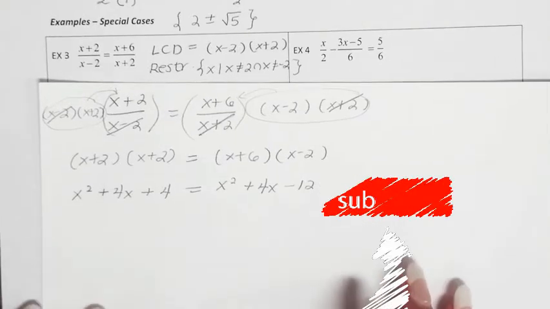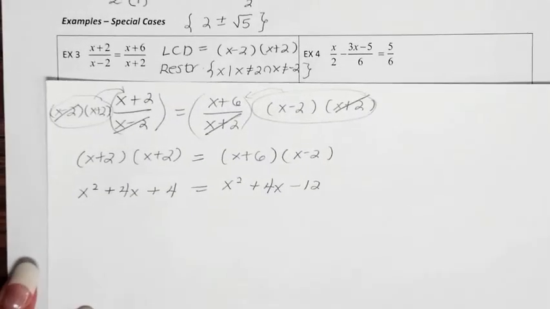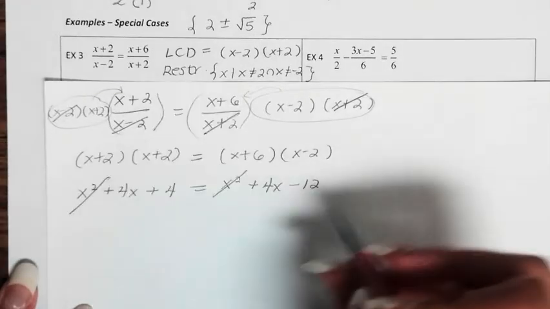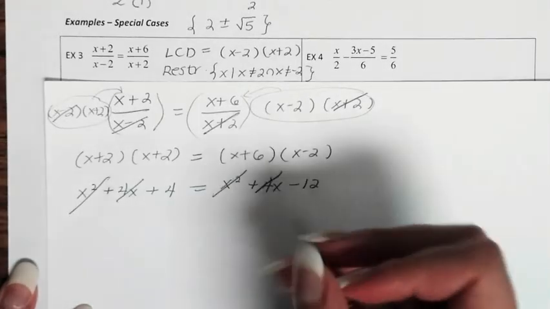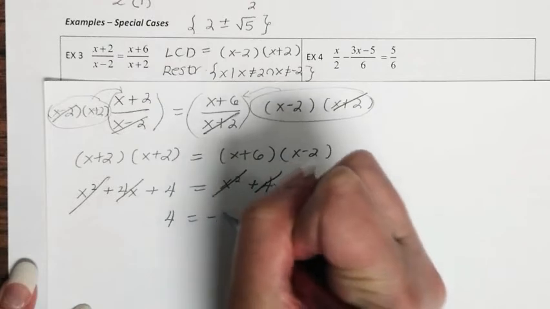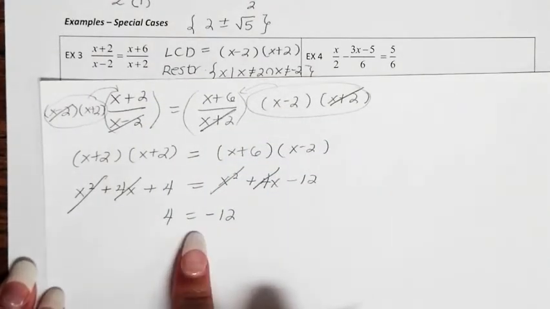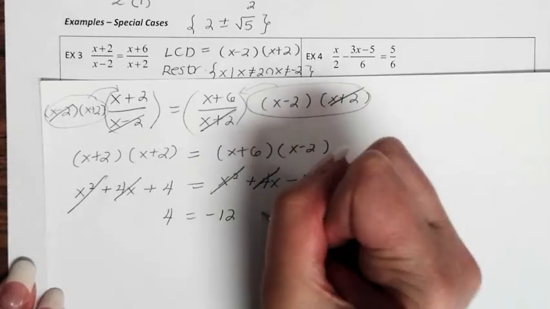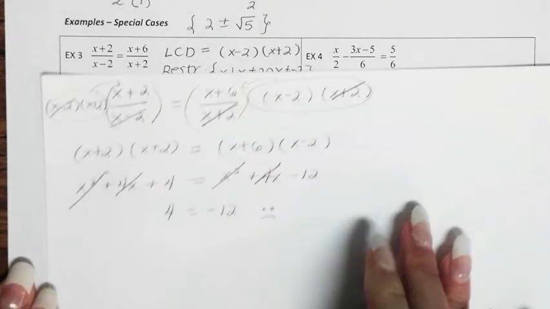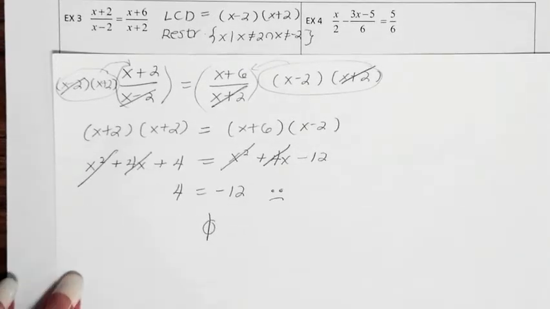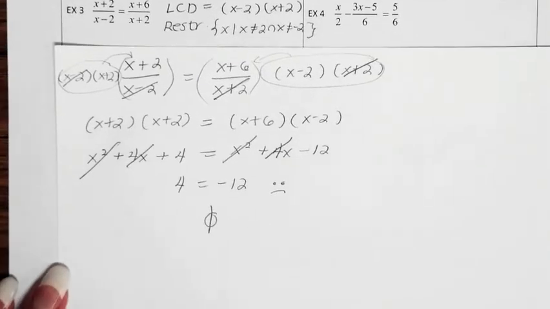Okay, then when I solve this as a quadratic equation again, I realize that these two cancel, these two cancel, and you are going to tell me what 4 is equal to negative 12. What do you know? Well, you know that this is obviously not true. So what's the solution for this problem? Nothing. Okay, so you have no solution or the empty set. Okay, so that's what you have for number 3.